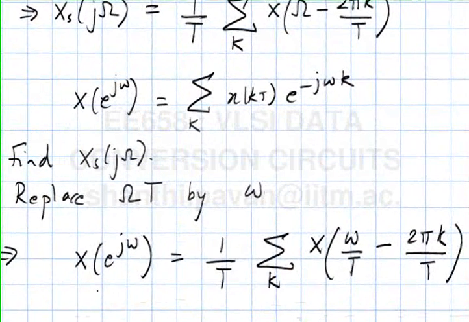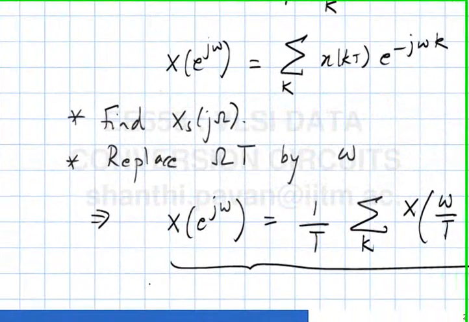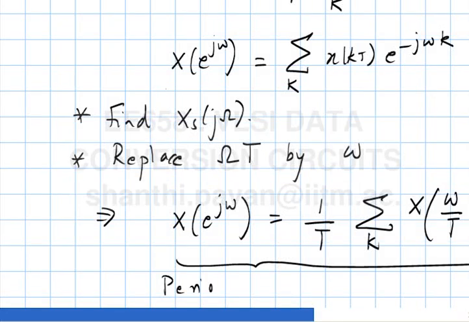And as you all know, this is periodic with the period 2 pi. Once you sample a signal, it's a sequence of numbers. There is no notion of hertz or radians per second. So the discrete time frequency lies in 0 to 2 pi or minus pi to pi. The bottom line is it's periodic with the period 2 pi.